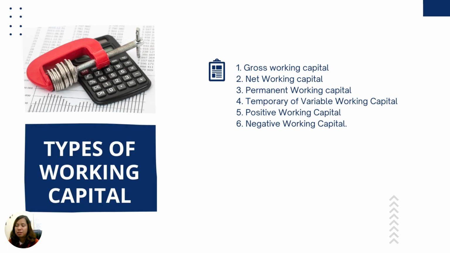Types of working capital. It is categorized into six. The first one is the gross working capital. It is actually referring to the total current assets of a company, including the cash, accounts receivable, inventory, and other short-term assets. It represents the company's ability to meet short-term obligations.